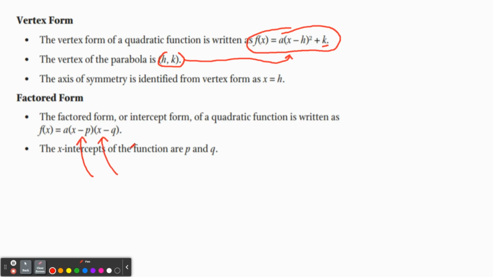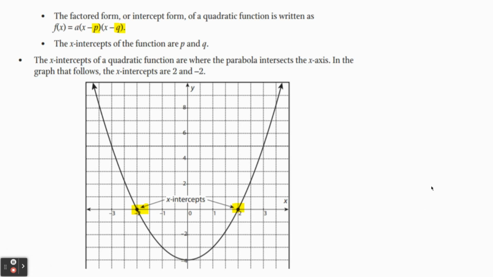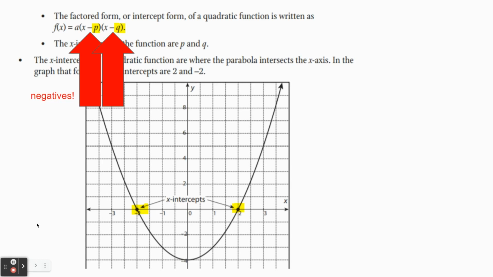Now, be careful. Anything that's inside the parentheses, you have to be careful because notice there are negatives inside each of these forms. Here's what the x-intercepts would look like on a parabola. Notice, since it curves, you're actually going to have up to 2 x-intercepts. Again, be aware of the negatives that are in the form.